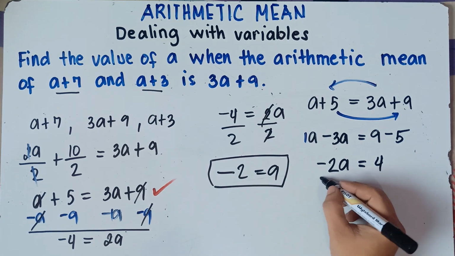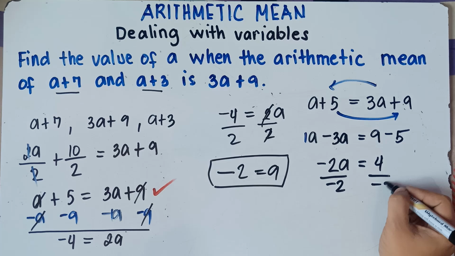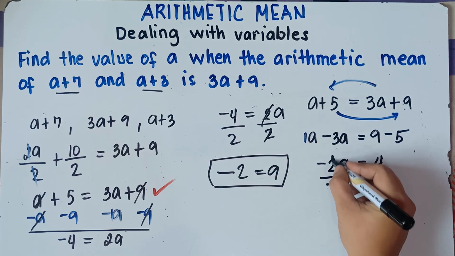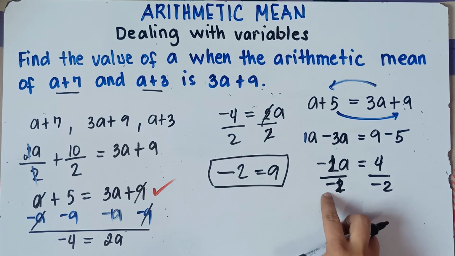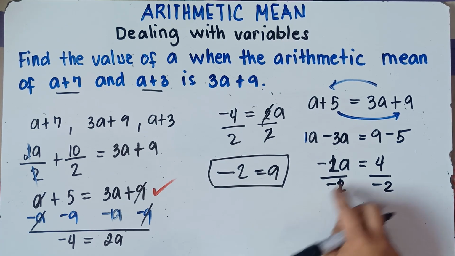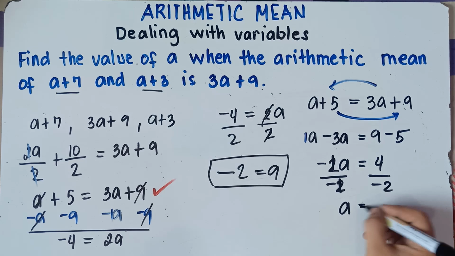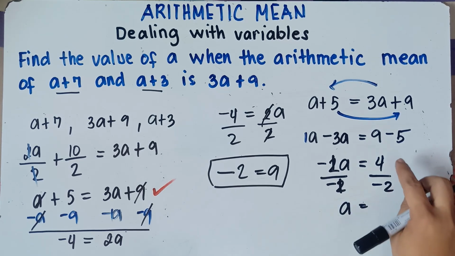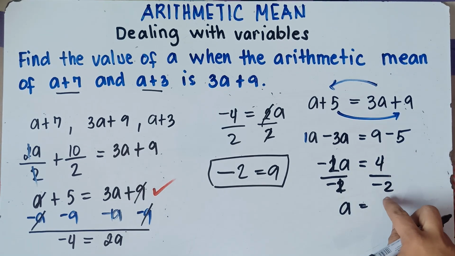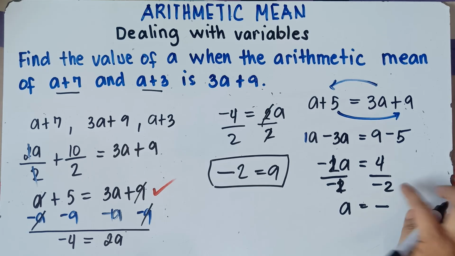To get the value of A, you divide both sides by negative 2, so that we can cancel this negative 2. Negative 2 divided by negative 2, that's positive 1. Or simply copy A. Understood that there's 1 here. Positive 4 divided by negative 2. Positive divided by negative is negative. 4 divided by 2 is 2. You will have the same answer, class.